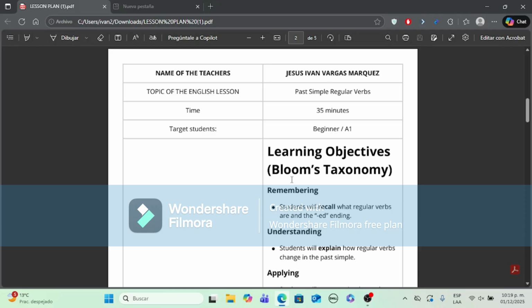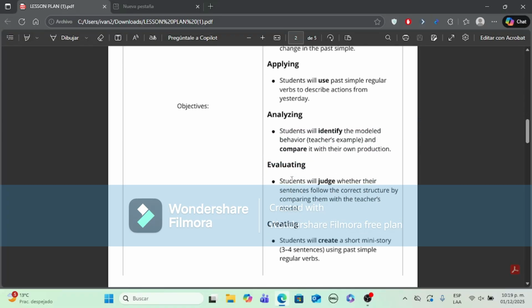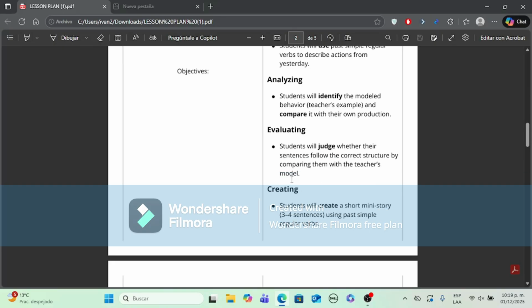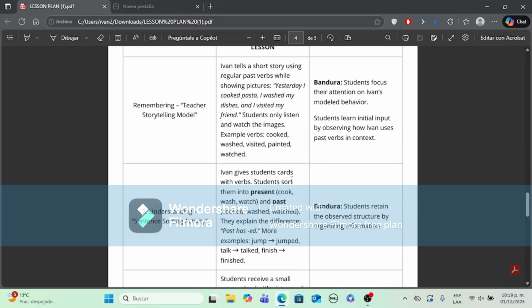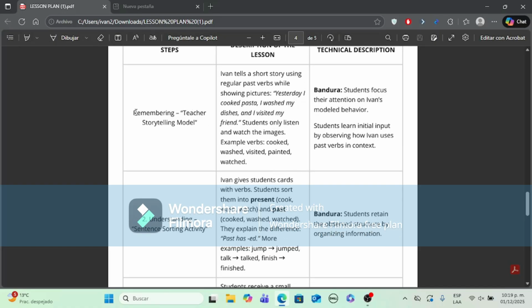Step number 1. Remembering, Ivan's storytelling model. We begin with the first stage of Bloom's taxonomy, remembering. At this stage, I present a short, simple story about my activities the day before. I say sentences like, yesterday I cooked pasta, then I washed my dishes, later I visited my friend, finally I watched a movie before going to sleep.